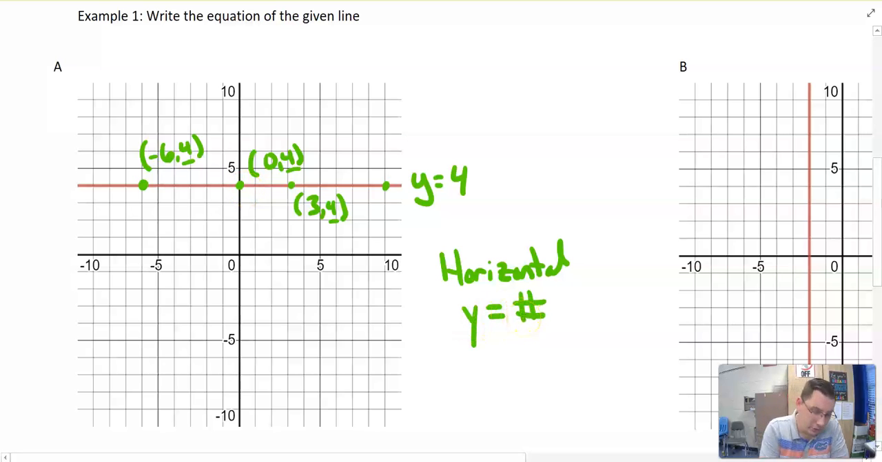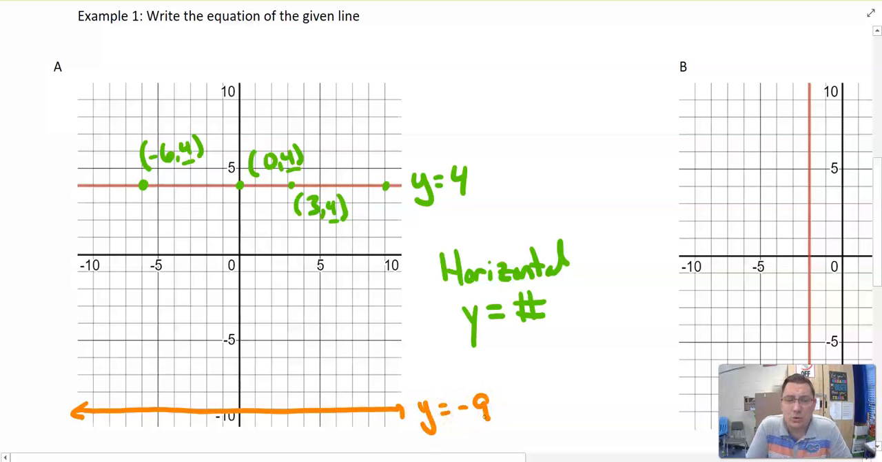Let's say we draw a different line across this graph real quick. What would the equation of this line be? Well, again, if we think about some points along this line, all of them have a y value of -9. So y is equal to -9. That's it for horizontal lines.